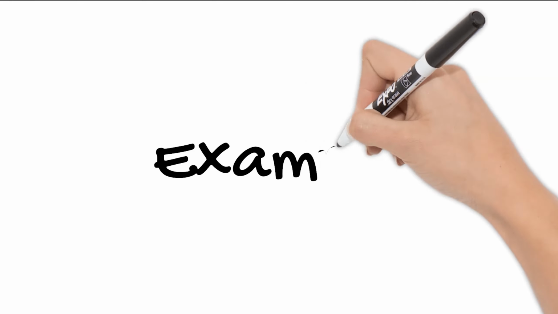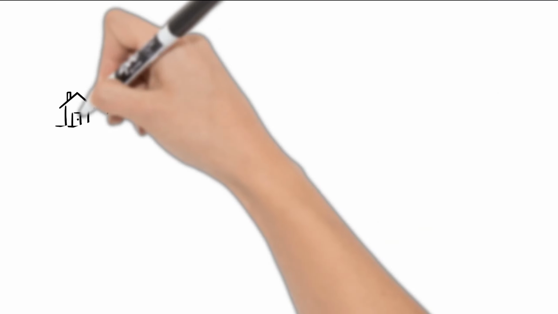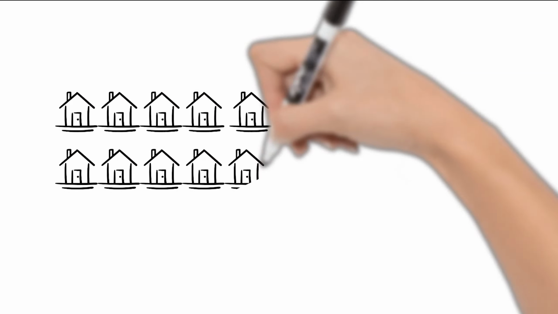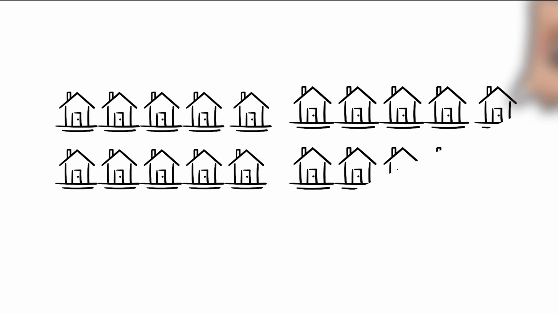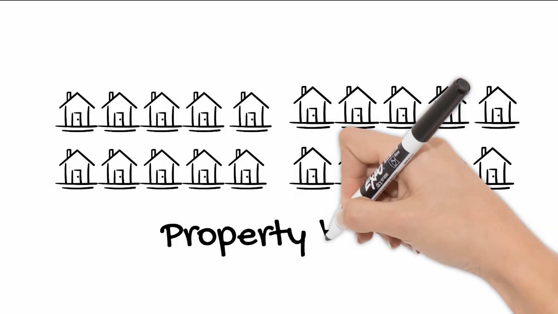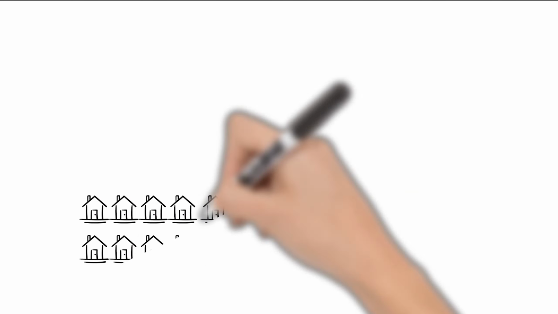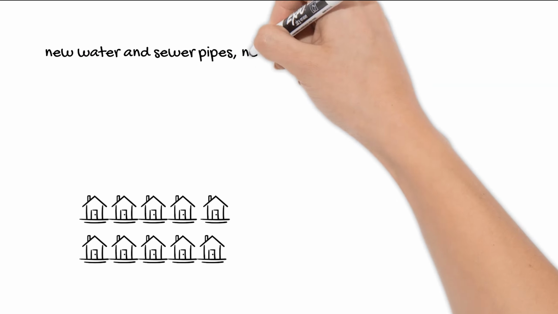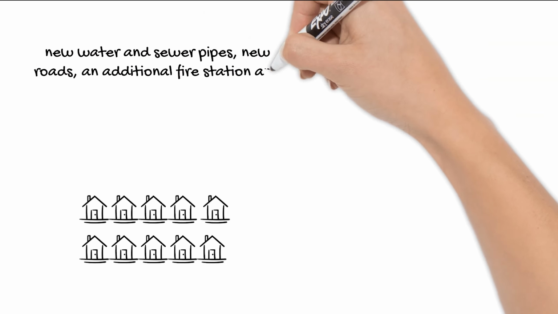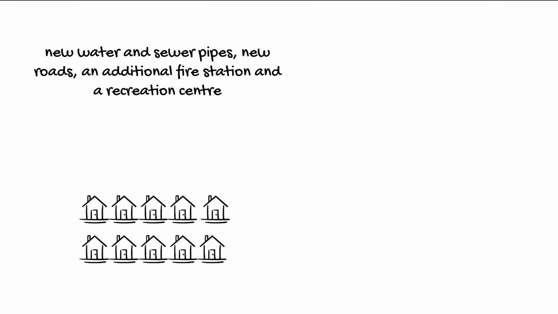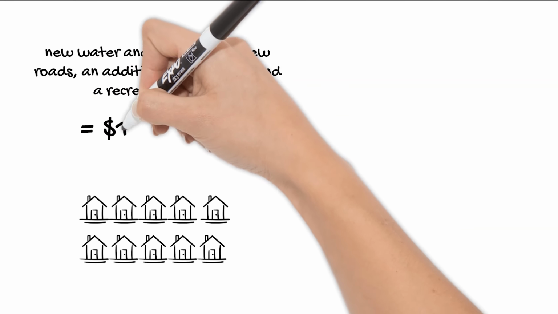Let's look at an example. Say we had 20 homes in St Catharines. All of the infrastructure and services required for those homes is in place and supported through property taxes. One day, a developer wants to build 10 new homes, which brings with it new costs. In this example, let's say there would be new water and sewer pipes, new roads, an additional fire station and a recreation centre. Let's say these new costs are $100,000.